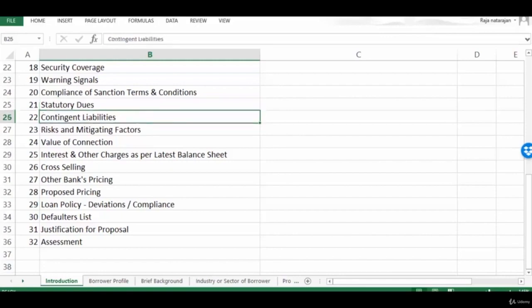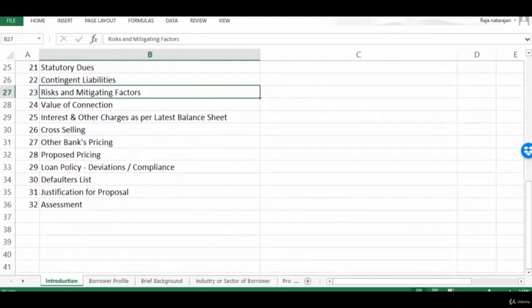Then comes contingent liabilities. Contingent liabilities are those liabilities which may arise in future on the happening of a certain event. As of now they are not accounted in the balance sheet, but only disclosed. So sanctioning authorities will be interested in knowing the severity of the contingent liability, so that has to be presented. Then what are the different types of risk your borrower is exposed to, and what are the mitigating factors available, that has to be explained here.